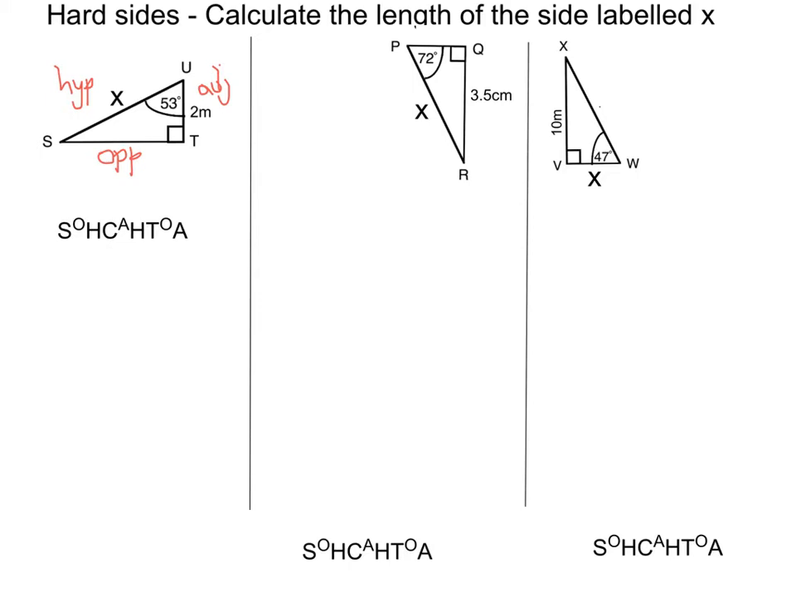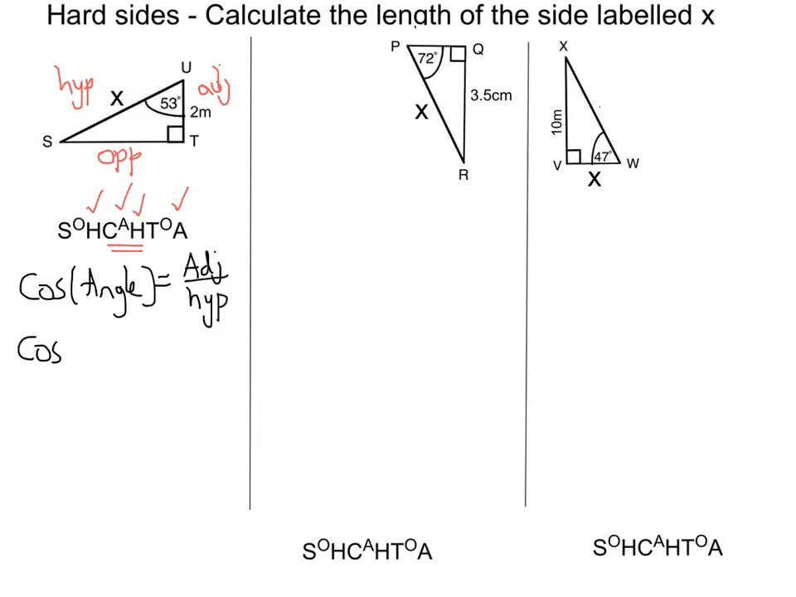So we don't know anything about the opposite, but we know the hyp is called h. And so tick the h's, and we know the adjacent is 2 meters. So that means I am going to use the cos one. So I'm going to write cos bracket angle is equal to adj over hyp. Good. Now I substitute my values in.